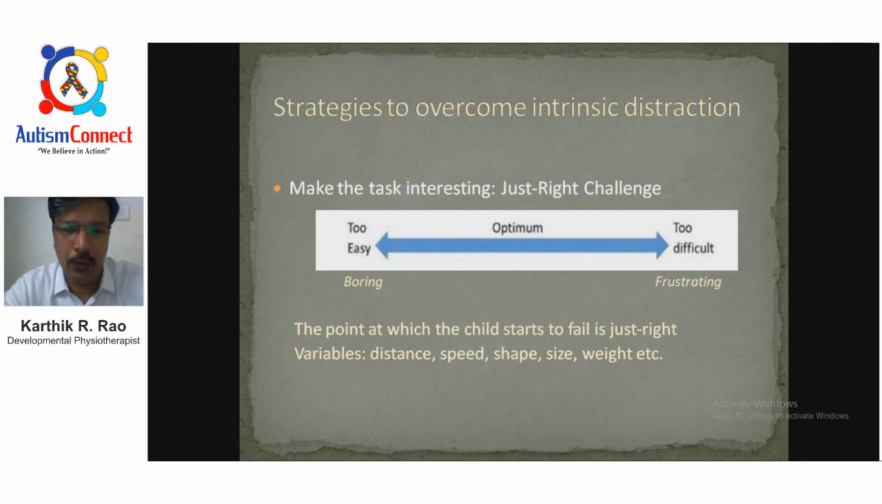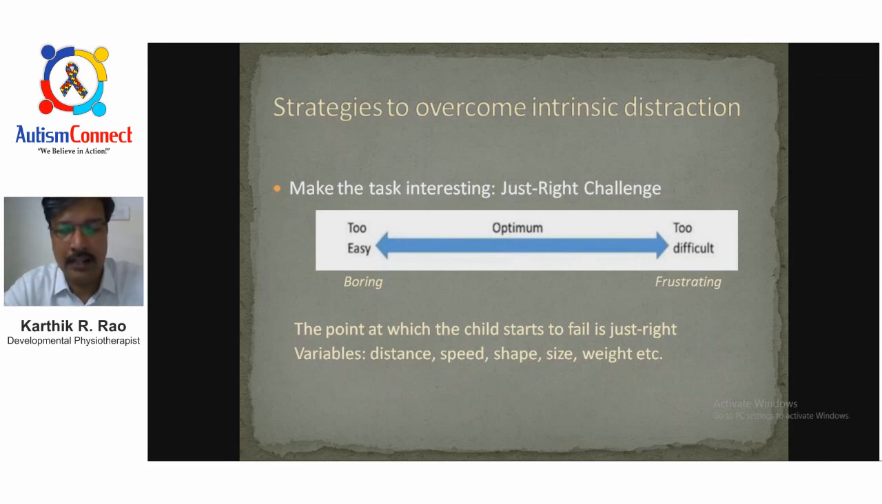And how do you decide? I would always say follow a rule of 3. If the child is successful 3 consecutive attempts, then increase the complexity. If the child fails 3 consecutive times, decrease the complexity. You don't want to frustrate a child. It could be too hard.